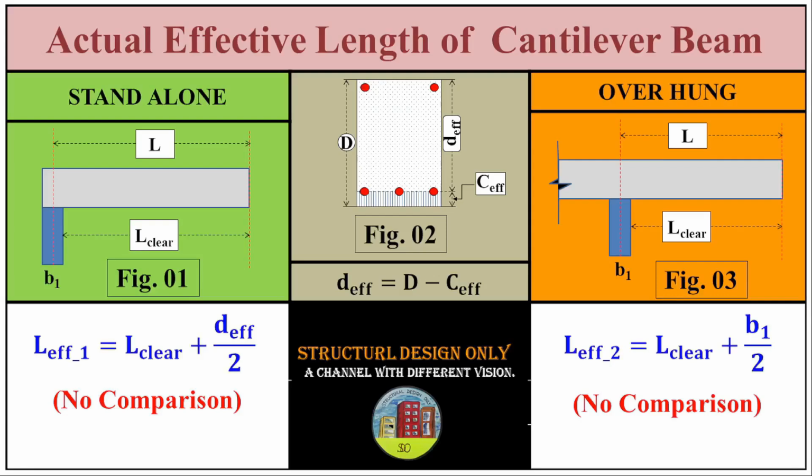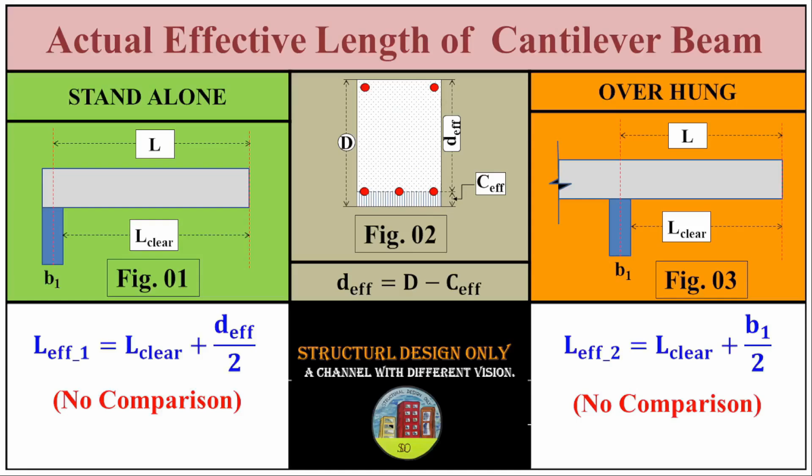system. Here, the effective length is taken as its clear span plus half the effective depth. There is no minimum of comparison, it's a direct calculation. On the right, we have an important exception: if the cantilever forms the end of a continuous beam, acting as an overhang, then its effective length is taken as the clear span plus half the width of that particular support. Once again, there is no minimum of comparison, it's a direct calculation.